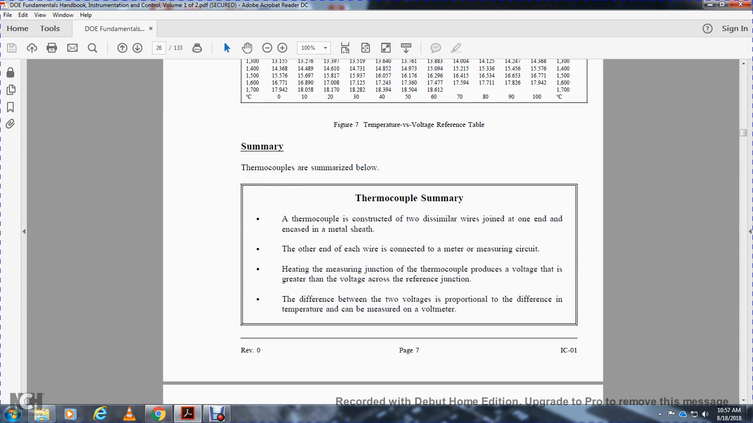Summary: thermocouples are summarized below. The thermocouple is made of two dissimilar wires joined at one end and enclosed in a metal sheath, with the other end of each wire connected to a meter or measuring circuit. Heating the measuring junction of the thermocouple produces a voltage greater than that of the reference junction. The difference between the two voltages is proportional to the difference in temperature when measured with a voltmeter.